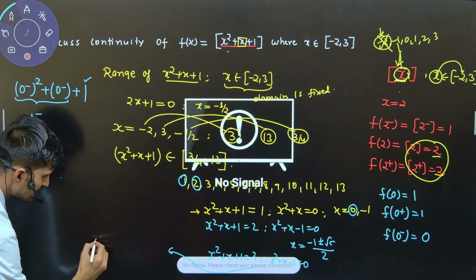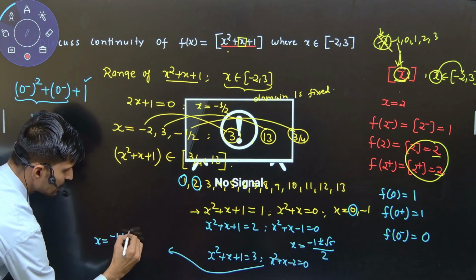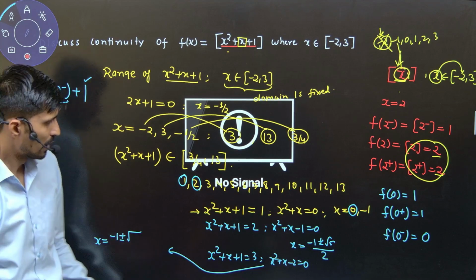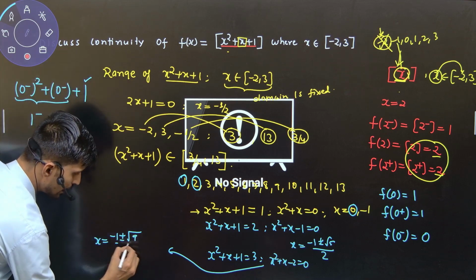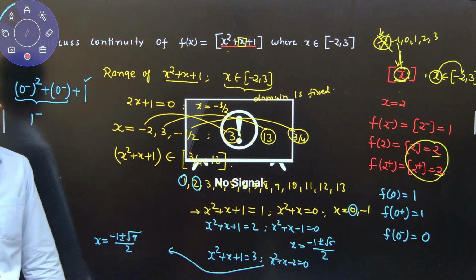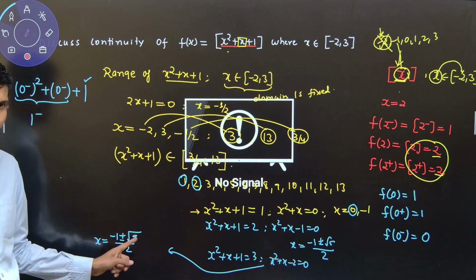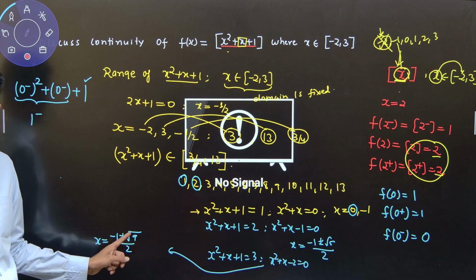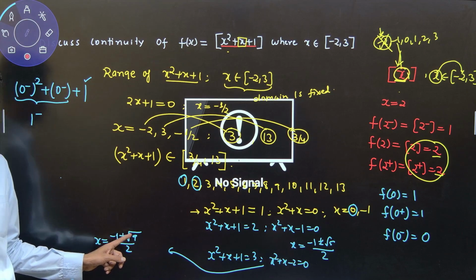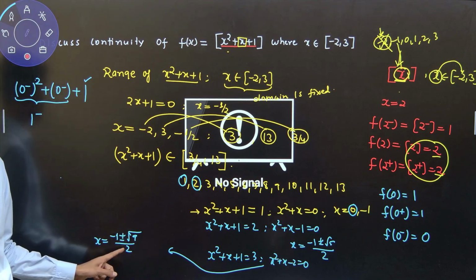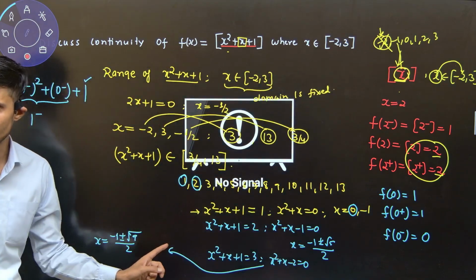What will we get for x? Minus 1 plus root under b square minus 4ac, that will become 9 by 2. Square root of 9 is 3, correct? So minus 1 plus 3 is 2, 2 by 2 is 1. Is 1 lying between this? Yes, so the plus part will count.